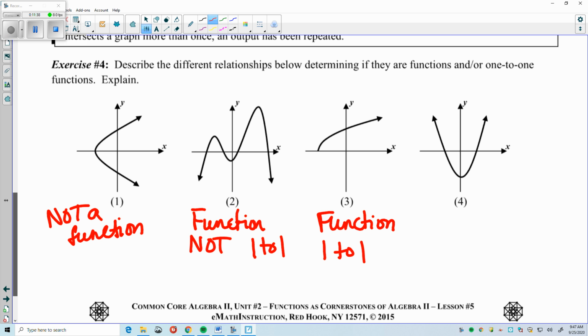Okay, and this last one, this is still a function, right? Passes the vertical line test. Everything is good, so I can say, yes, this is a function. Now, since it passes the vertical line test, go to your horizontal line. The horizontal line is going to fail. I'm going to hit it at more than one location. So I can say not 1 to 1.